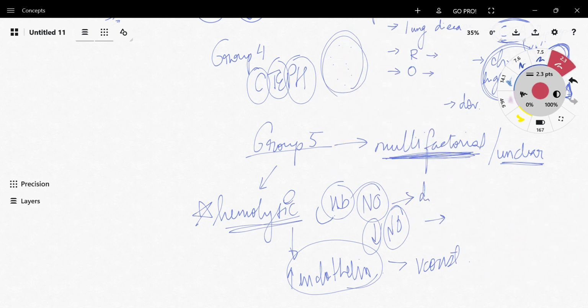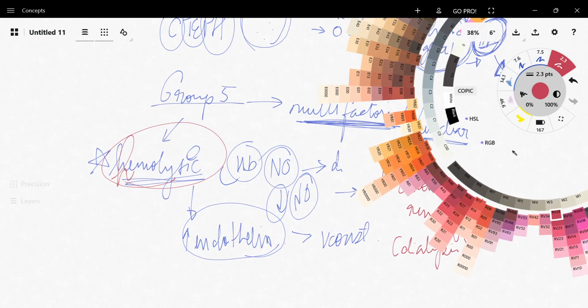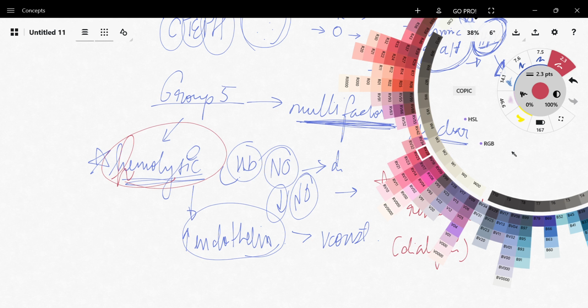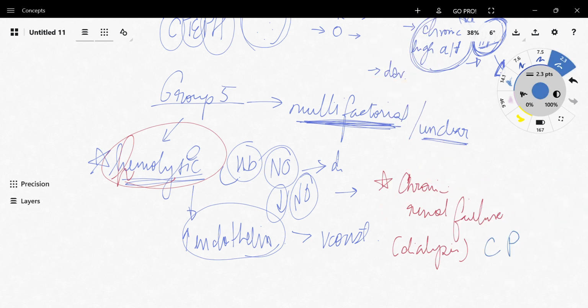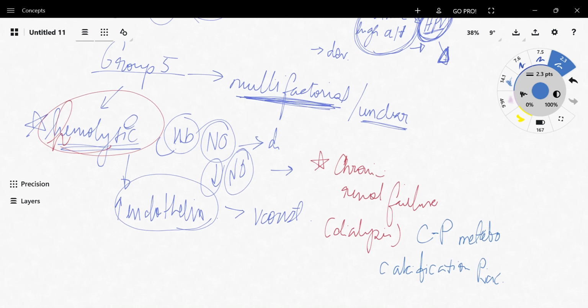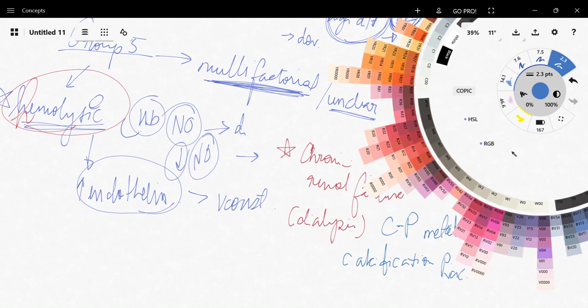So this is hemolytic, right? And another one is chronic renal failure, especially if they're on dialysis. So what happens here is there is going to be a derangement in the calcium and phosphate metabolism, and that will cause calcification of the pulmonary vasculature, and that in turn can cause your pulmonary artery hypertension.